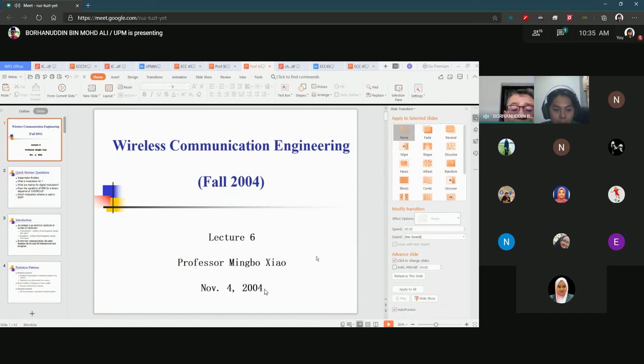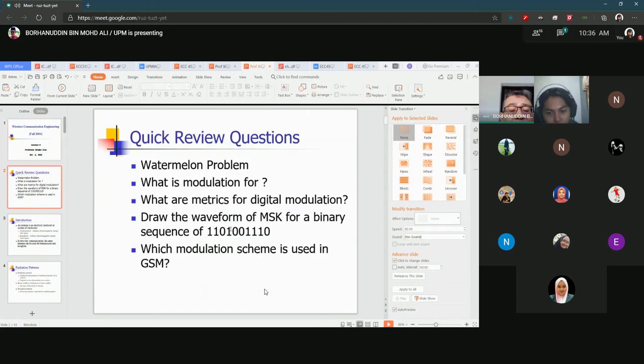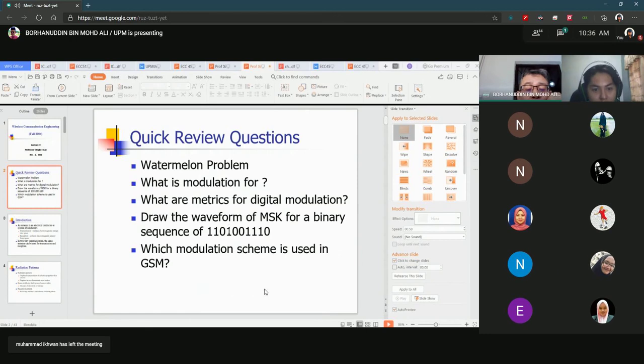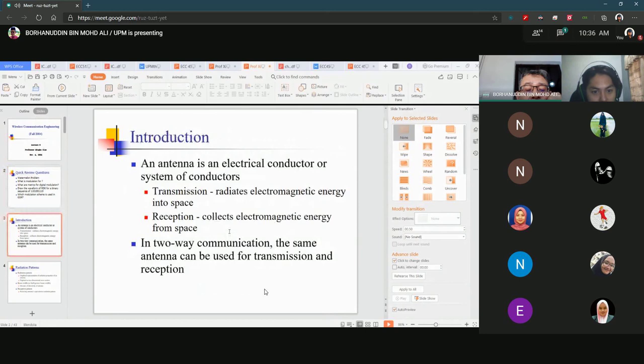Baik, jadi ada couple of sets of slide daripada ni Xiao, Mingbo Xiao, tapi dia Texas ni, Texas. Walaupun lama, tapi still relevant. It's all same thing. So let's go through dia punya material. Ni apa benda watermelon ni? Watermelon problem tu. What is model? Some of this I can skip. Okay, maybe antenna, we can talk about antenna.